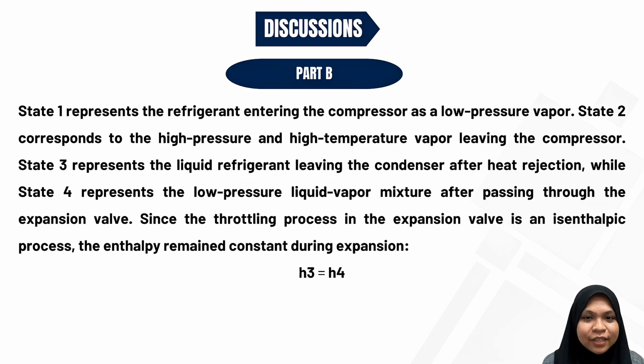State 1 represents the refrigerant entering the compressor as a low pressure vapor. State 2 corresponds to the high pressure and high temperature vapor leaving the compressor. State 3 represents the liquid refrigerant leaving the condenser after heat rejection, while State 4 represents the low pressure liquid-vapor mixture after passing through the expansion valve. Since the throttling process in the expansion valve is an isenthalpic process, the enthalpy remains constant during the expansion, so H3 equals H4.